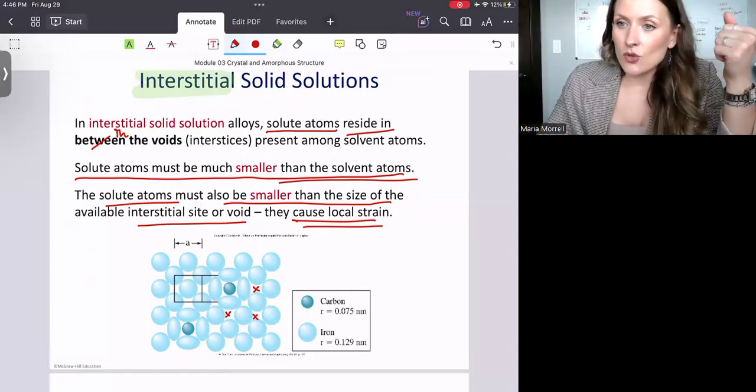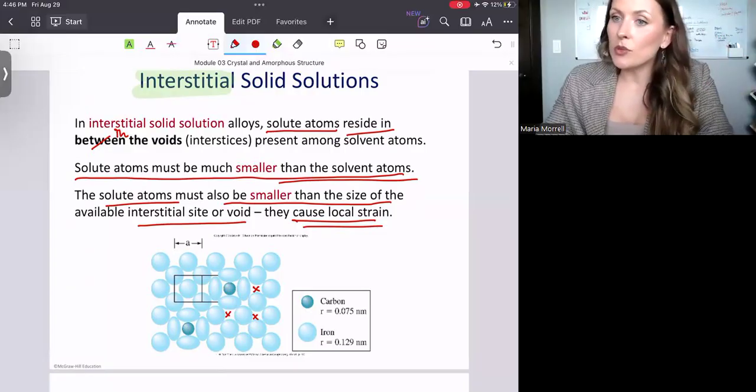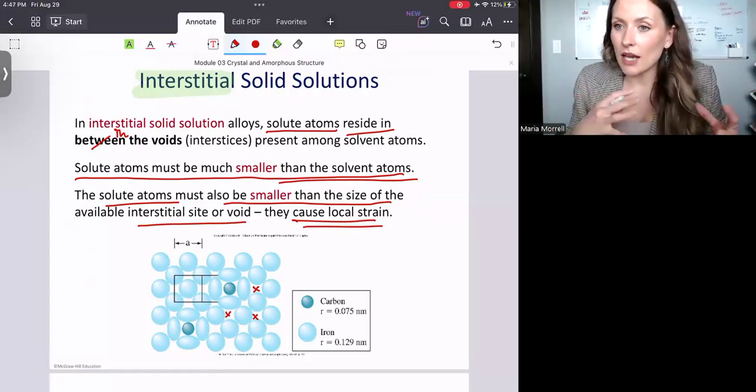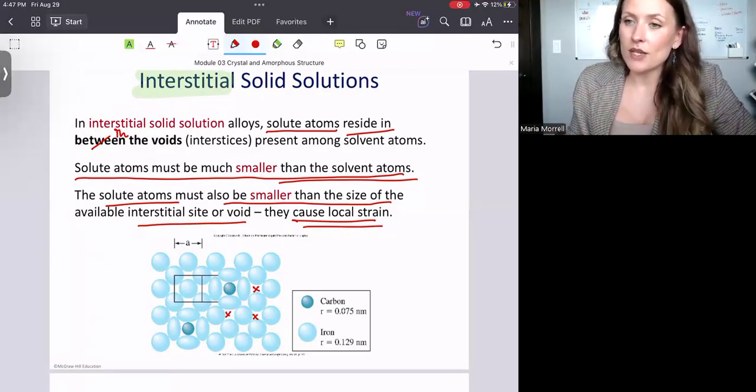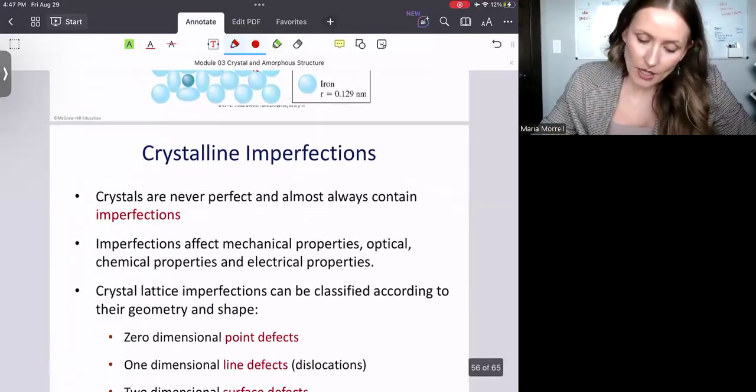And later on, I will show you something like this. For electricity, for conductivity purposes, that would be a no, right? Because it's going to be something that will impede the electron flow because there's going to be a distortion. But there are a lot of other applications that actually benefit from this local strain, okay?